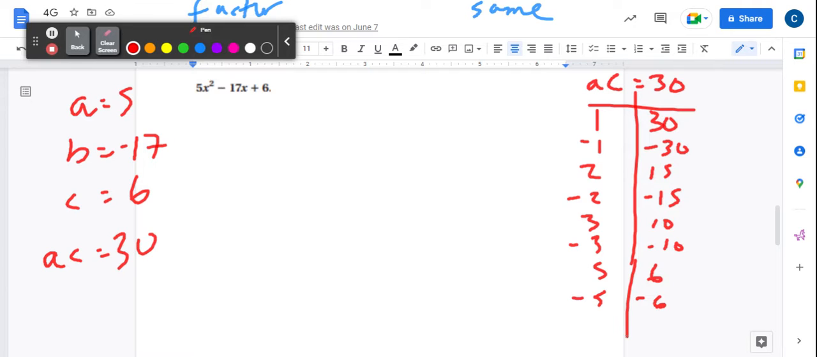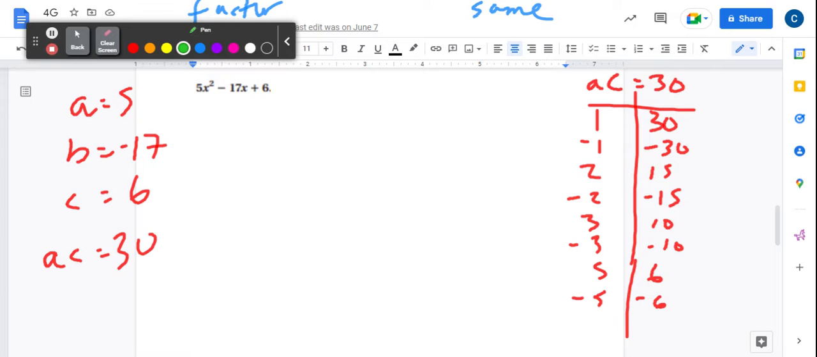What we need to do now is add them and see which ones add to negative 17, just like we did before. That's why I'm doing it this way, because it's very mirror image to how we did up top when a was just equal to 1.